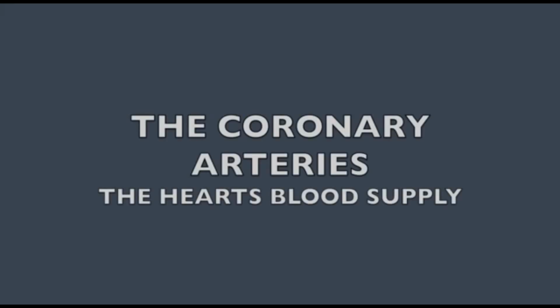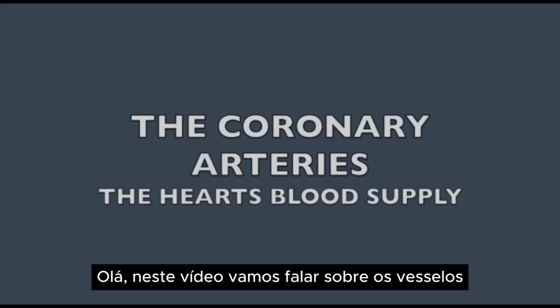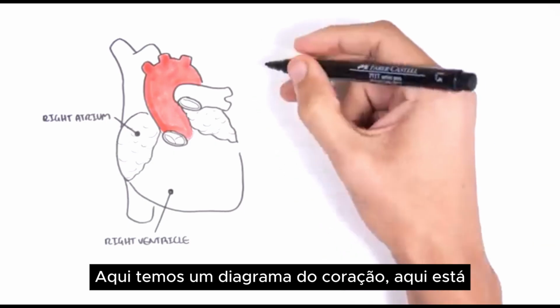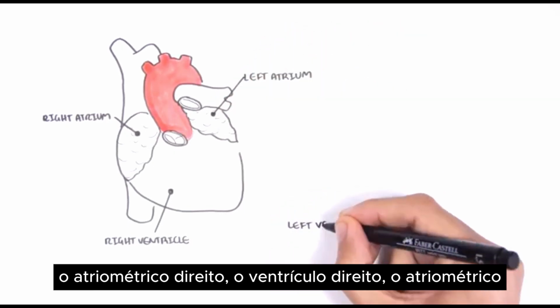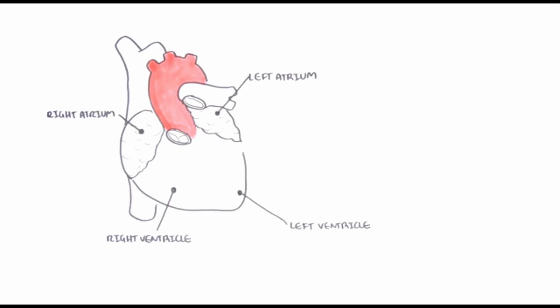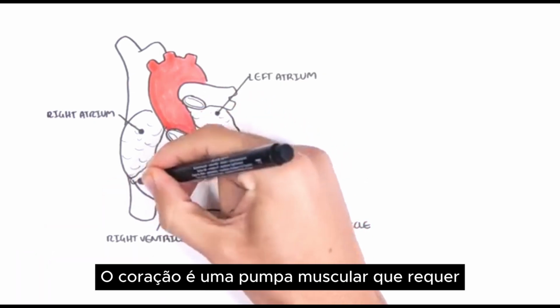Hello, in this video we're going to talk about the coronary vessels, the blood supply to the heart. So here we have a diagram of the heart. Here is the right atrium, the right ventricle, the left atrium, and the left ventricle. The heart is a muscular pump which requires energy and oxygen in order for it to function properly.